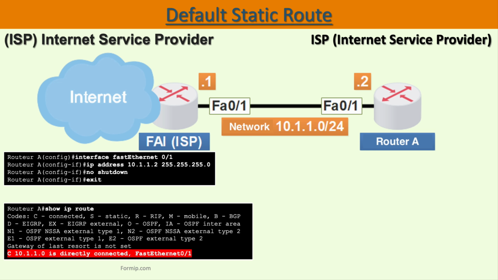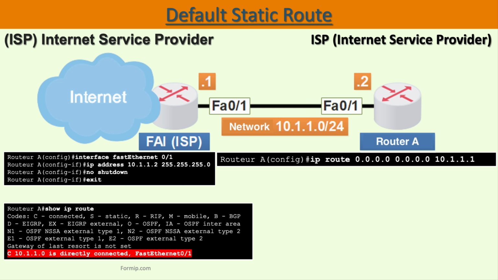That's why we're going to set up a default static route. The ip route command allows the configuration of a static route. The first address that follows the command is the network address. If it is represented by 4 zeros, it means that it is for all networks. The second address is the subnet mask. Here too, this means all subnet masks.